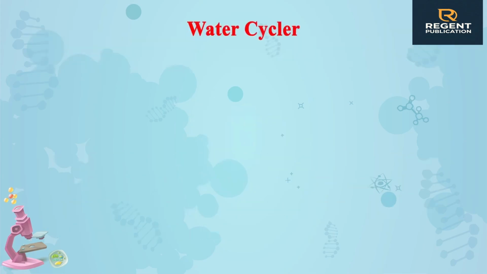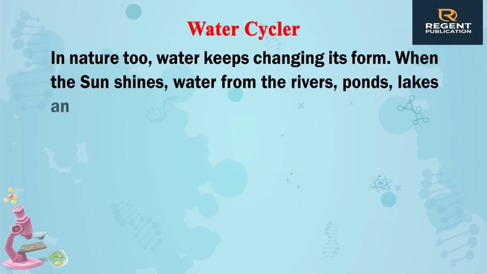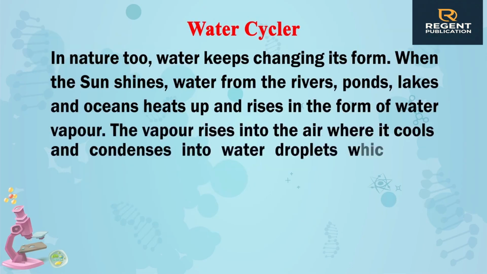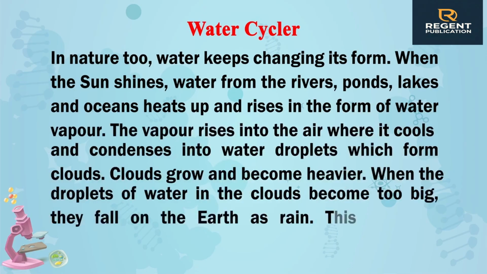Water cycle. In nature too, water keeps changing its form. When the sun shines, water from the rivers, ponds, lakes, and oceans heats up and rises in the form of water vapor. The vapor rises into the air where it cools and condenses into water droplets, which form clouds. Clouds grow and become heavier. When the droplets of water in the clouds become too big, they fall on earth as rain.